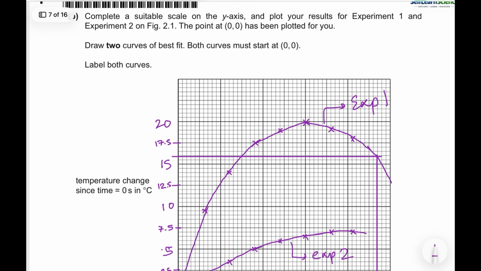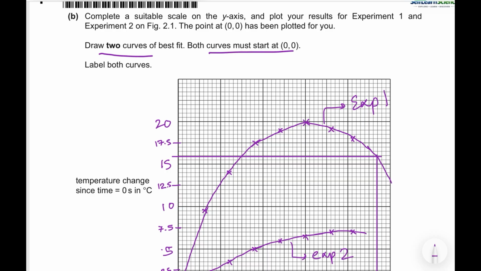Now, complete a suitable scale on the y-axis and plot your results for experiment 1 and experiment 2 on figure 2.1. The point at 0, 0 has been plotted for you. Draw two curves of best fit. Both the curves should start from 0, 0.